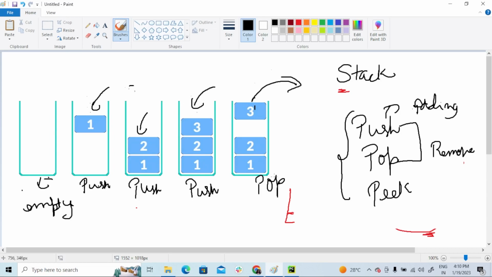And peek means it gets the topmost element of the stack. Among these three, push and pop are very important. So this is all about stack and its operations, guys. In the next video I will be explaining how to implement stack using a list.